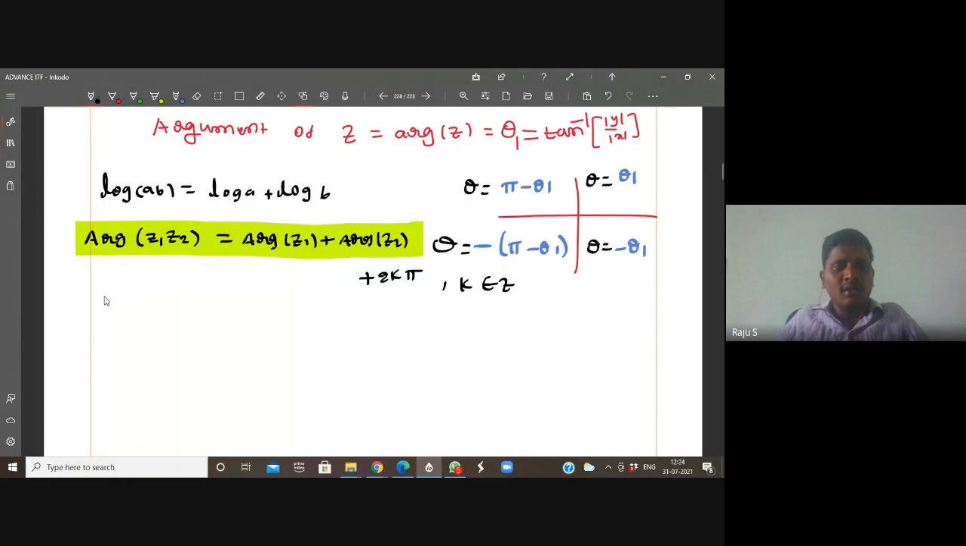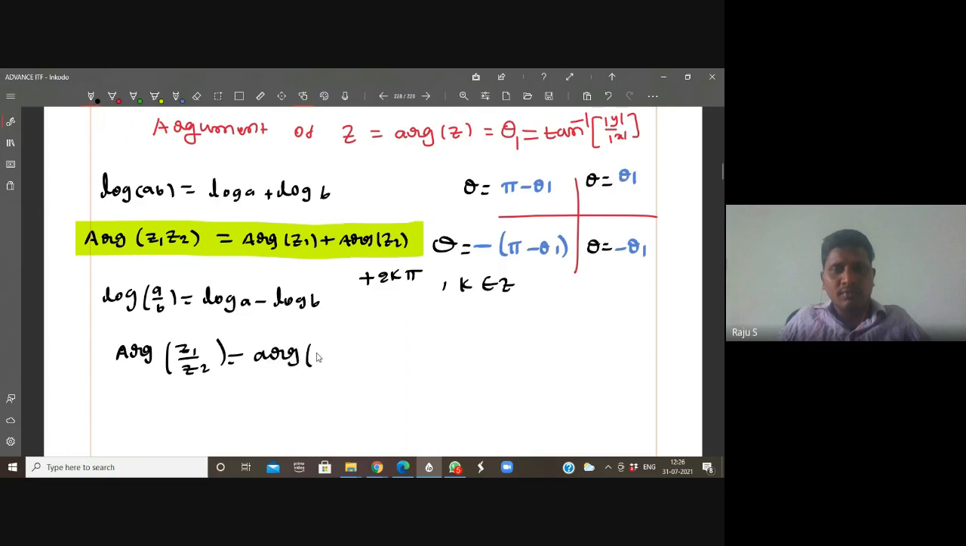If I take another formula, what is log of A by B, students? Log A minus log B. So here log A minus log B. Then in the same way, argument of z1 by z2 is equal to argument of z1 minus argument of z2. Clear? Plus the same 2k pi here, k belongs to Z. Okay, these are called general argument. General argument means we added 2k pi.